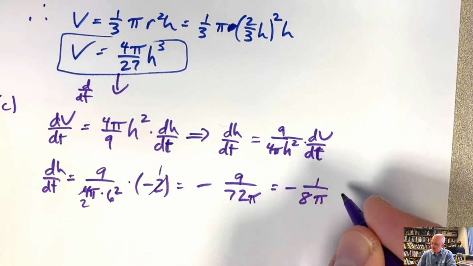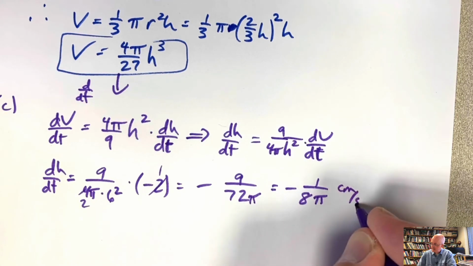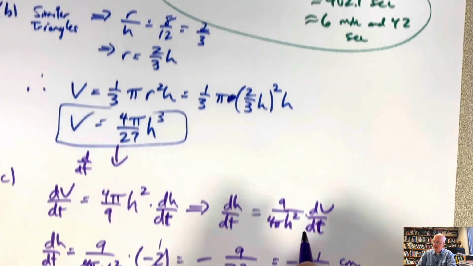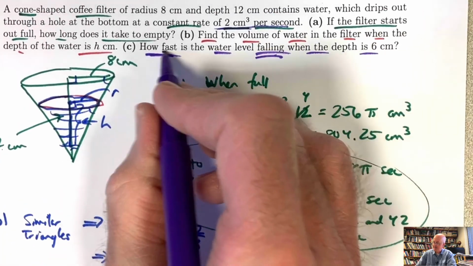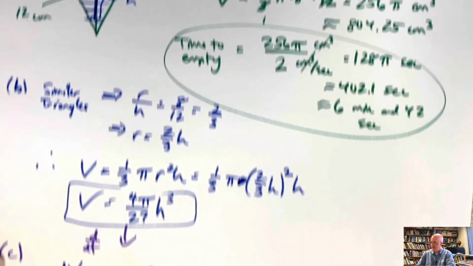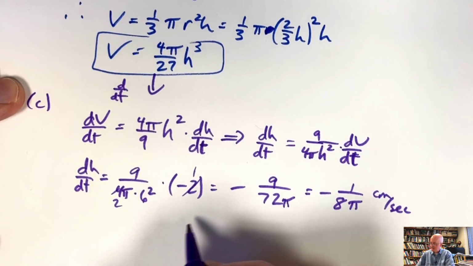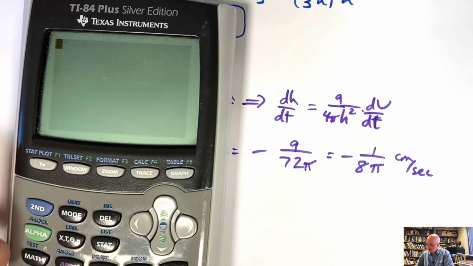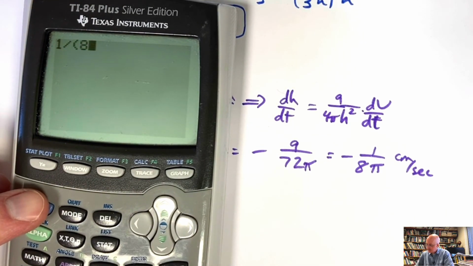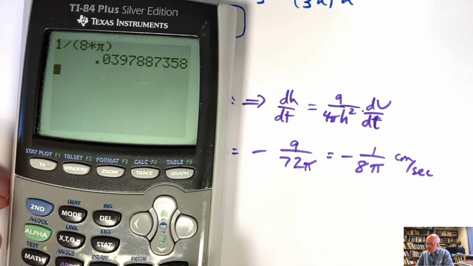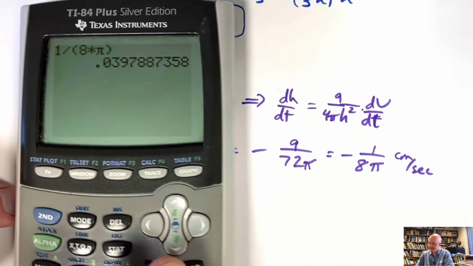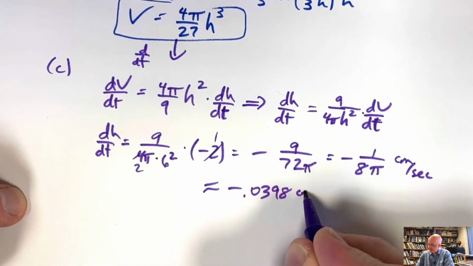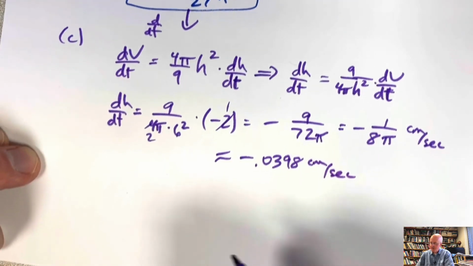This would be in centimeters per second. It's not the final answer, though. I should probably approximate it. I also, in the end, should get rid of the negative sign, once again, because the question says how fast is it falling, and the word falling would mean get rid of the negative sign here. So this is approximately 1 divided by 8 times pi, 0.0398. This is dh/dt, but not the final answer to the question.